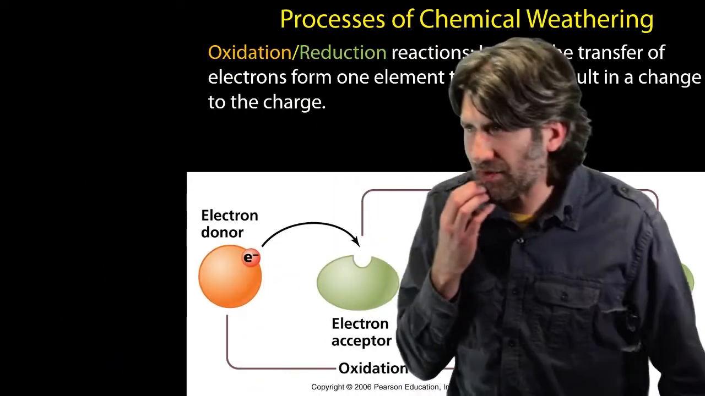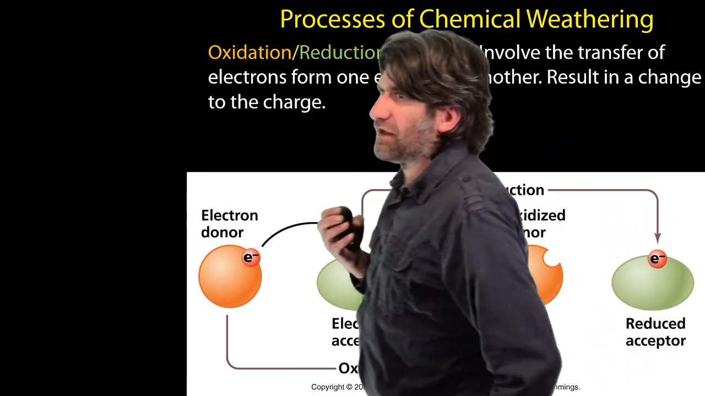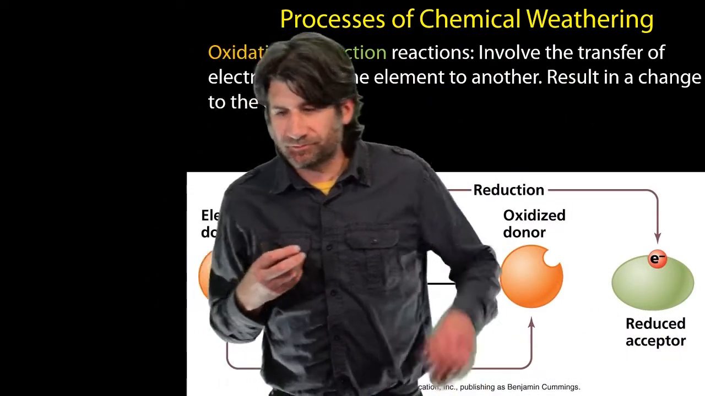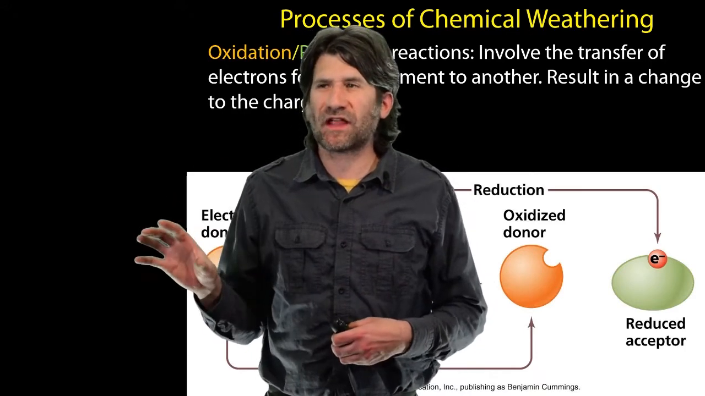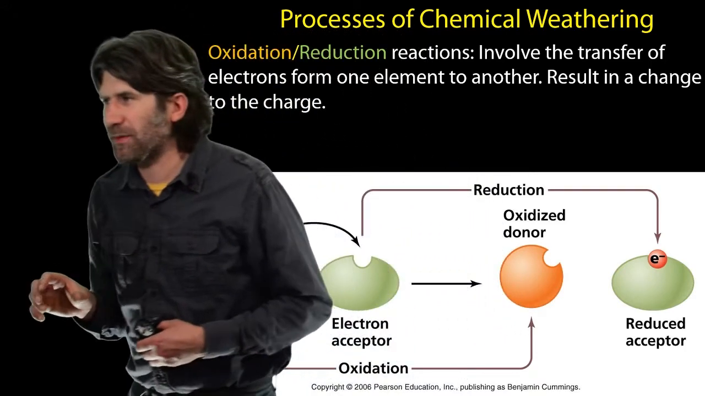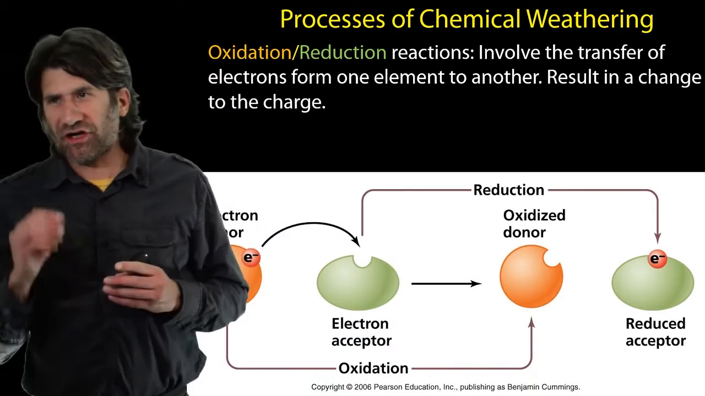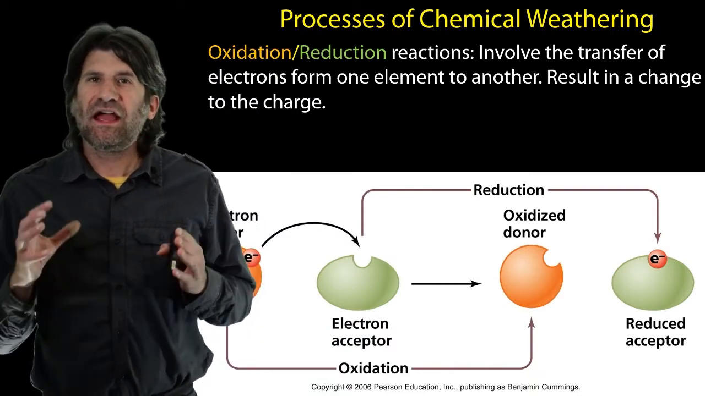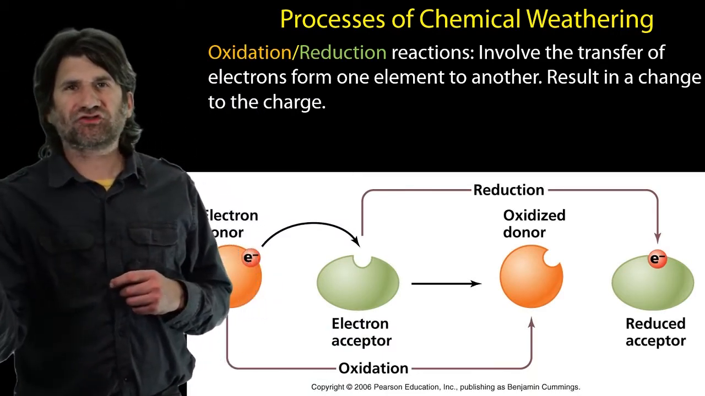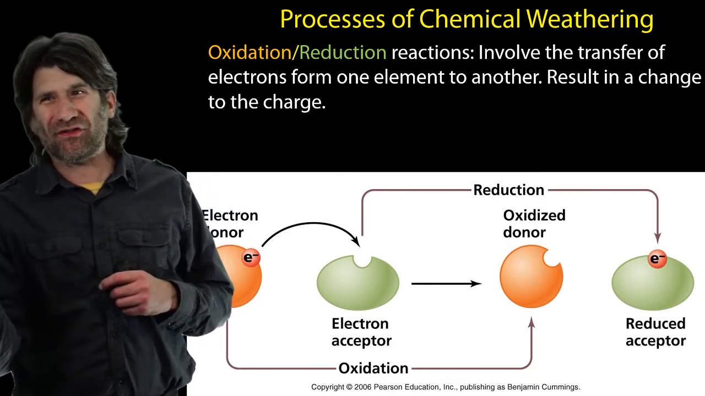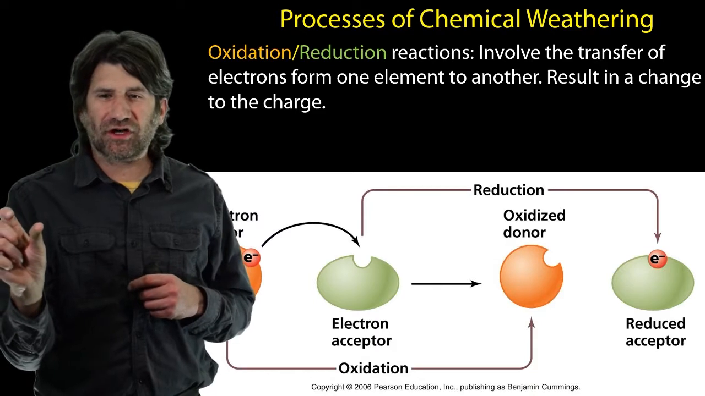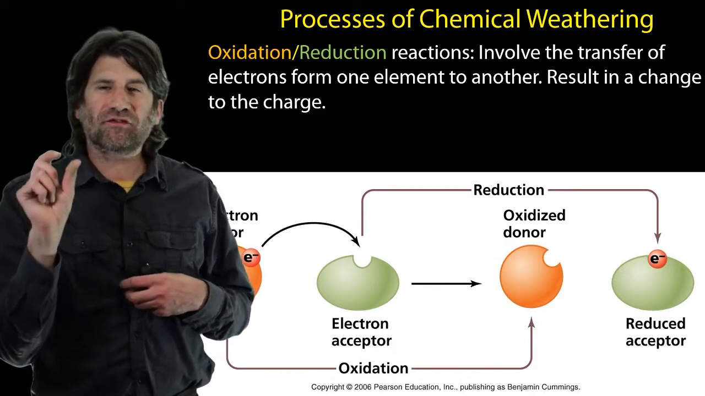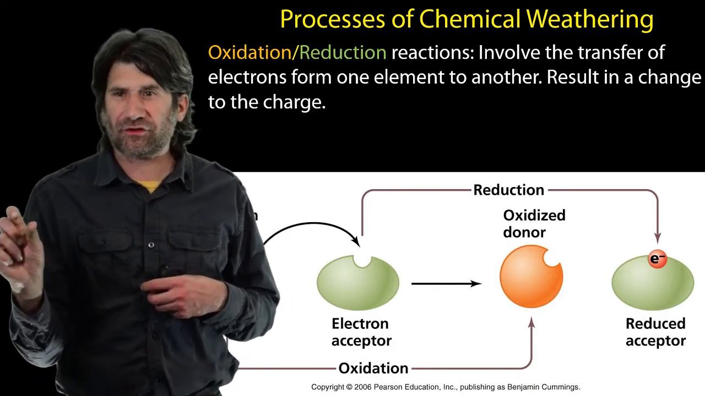Okay, let's talk about some processes now that drive chemical weathering. So the first one I want to talk about are oxidation and reduction reactions. And these involve the transfer of electrons from one element to another that's going to result in a change in charge, and it's going to actually drive some chemical reactions that we see at the Earth's surface.